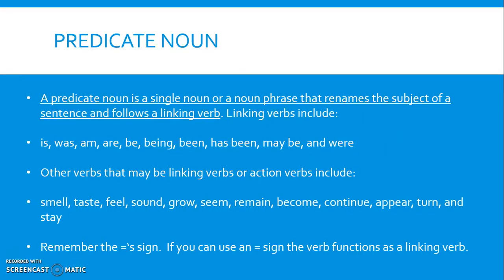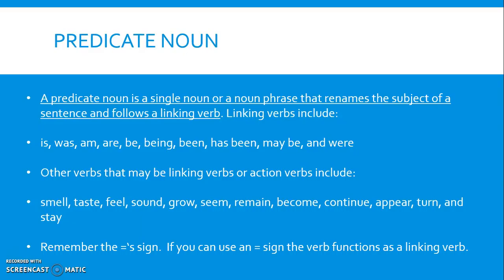All right, so open that top flap, and on the left side, just write what's underlined. A predicate noun is a single noun or a noun phrase that renames the subject of a sentence and follows a linking verb. That's all you need to write from this slide. Just linking verbs: is, was, am, are, be, being, been, has been, maybe, and were. You have to know that those are verbs and that they're linking verbs.